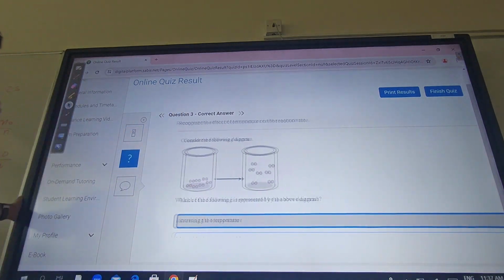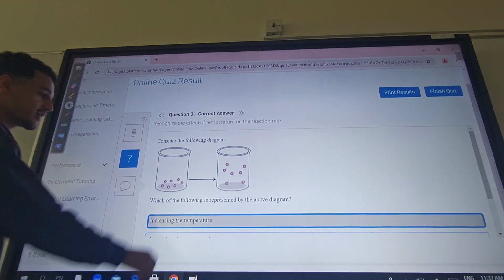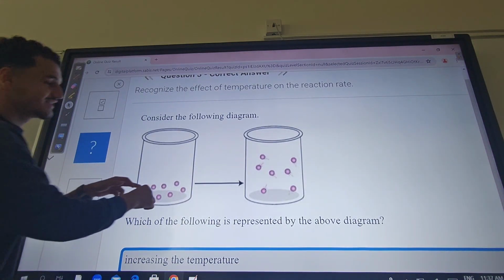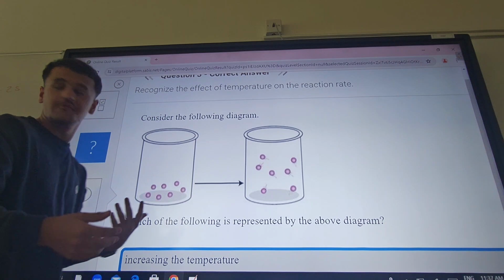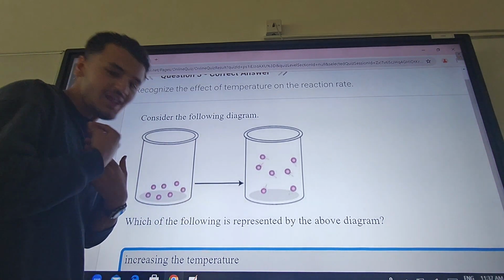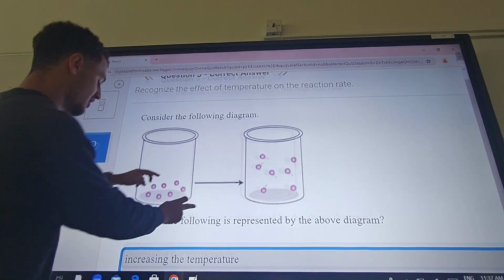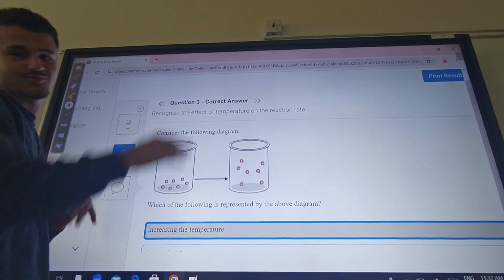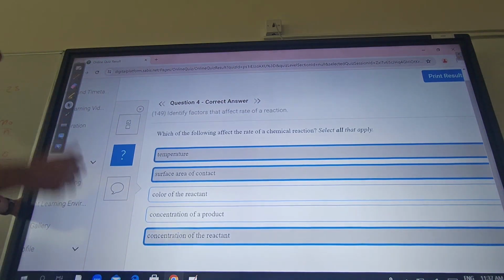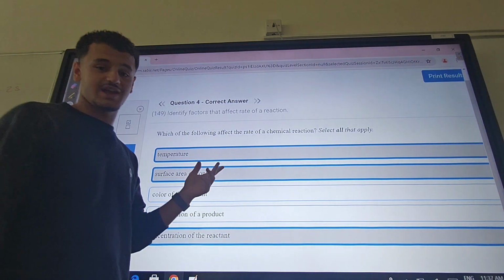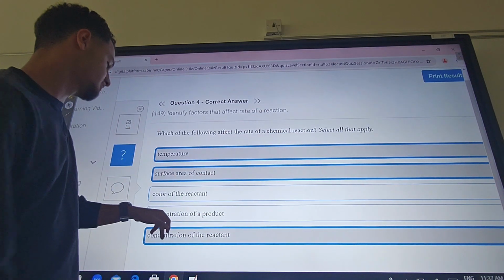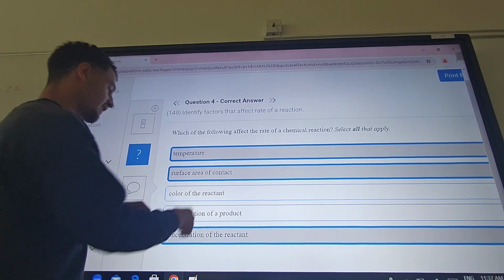Easy. Question 3, what is represented by the above diagram? Over here, you have these particles, and then they started moving. So obviously, they increase the kinetic energy. What causes an increase in kinetic energy? Obviously increasing the temperature. Increase in temperature, increase in average kinetic energy. Question 4. Which of the following affect the rate of a chemical reaction? Again, same question. Temperature, surface area, concentration, concentration of the product, mass, and color of the reactant.